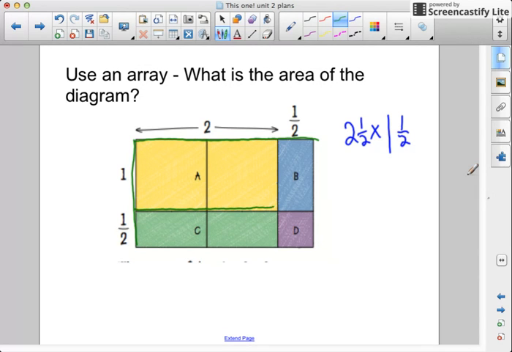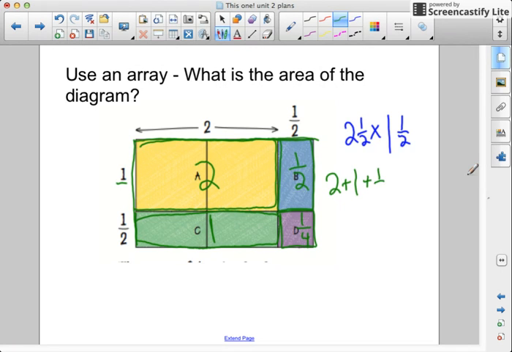So this space here would be 2 times 1, which is 2. This space right here would be 1/2 times this 1, which is 1/2. This space down here is 2 times 1/2, which actually gives you 1 whole. And this space right here is 1/2 times 1/2, which gives you 1/4. Now what you have to do after that is add them all up. So 2 plus 1 plus 1/2 plus 1/4 ends up giving you 3 3/4.